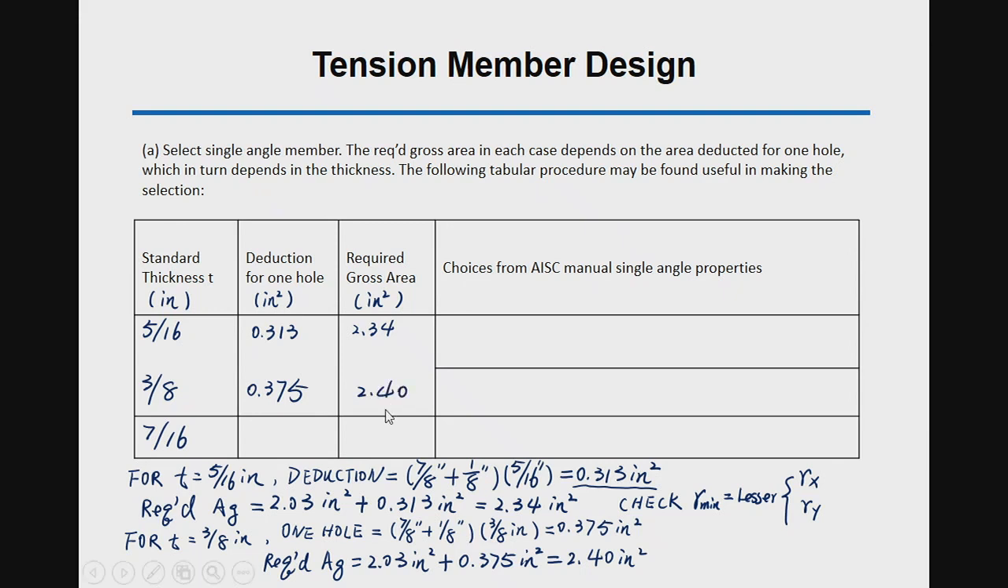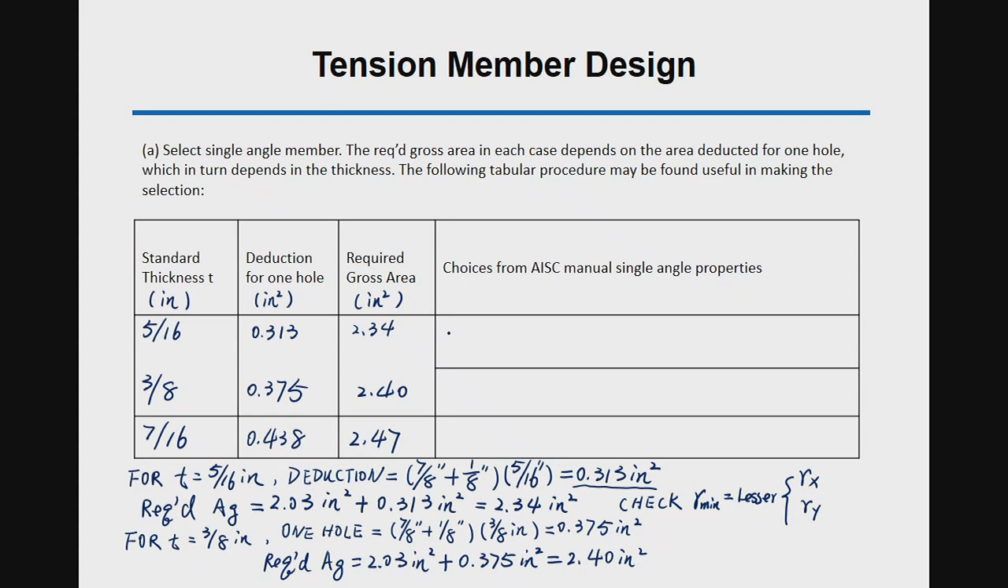Okay, so similarly we can also fill out the numbers for 7/16 thickness single angles, which is 0.43 and 2.47. Okay, so those are based on the required gross area. We can select some shapes from the menu, and then we know that there are several shapes that qualify.